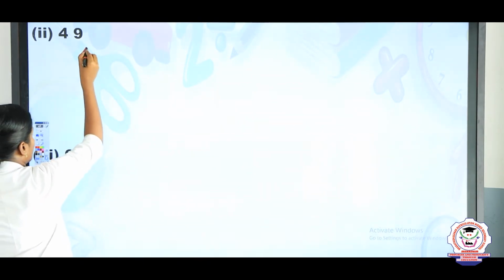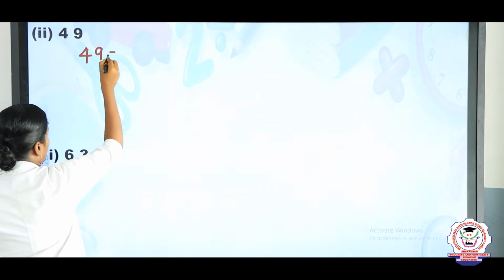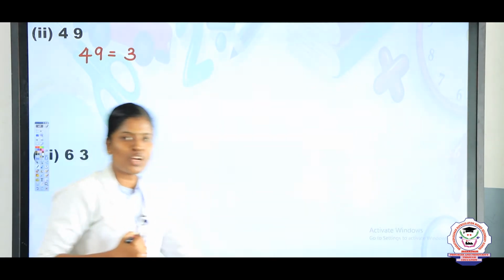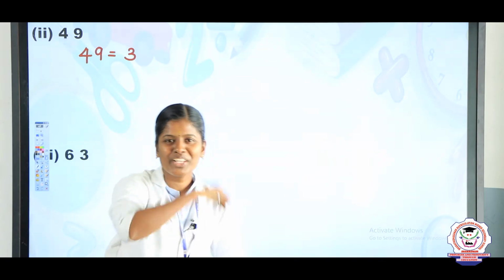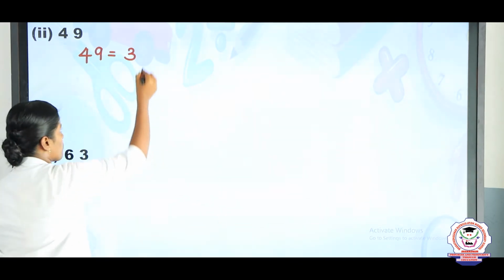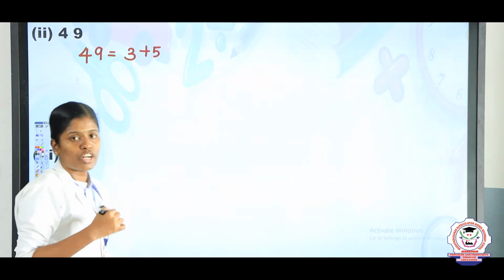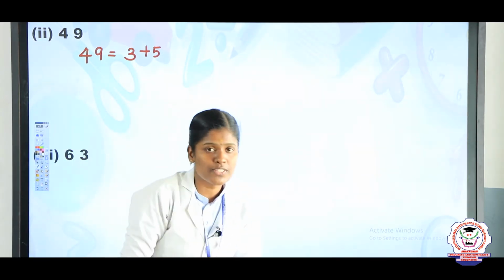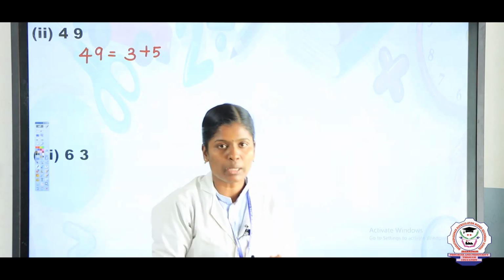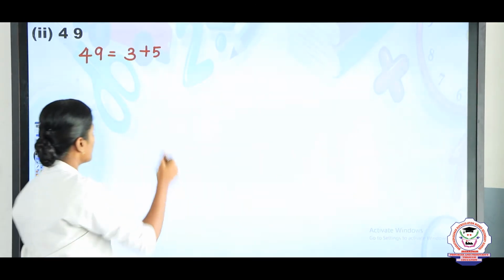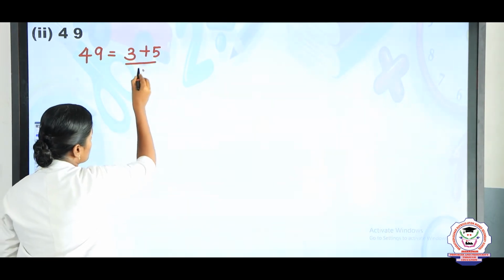49 equals our first odd number 3, and then what is our second odd number? Very good. Our second odd number is 5. Okay children, our first odd number is 3 and our second odd number is 5. Now here we have two numbers. We are going to find the third number. First, we are going to add these two numbers. What is 3 plus 5?